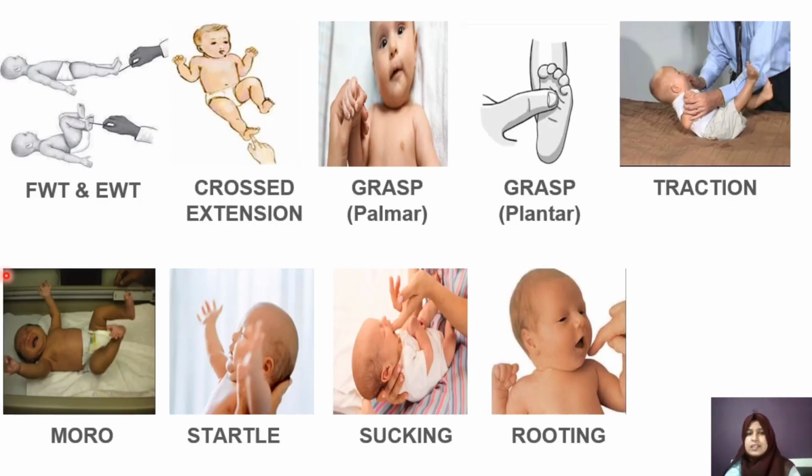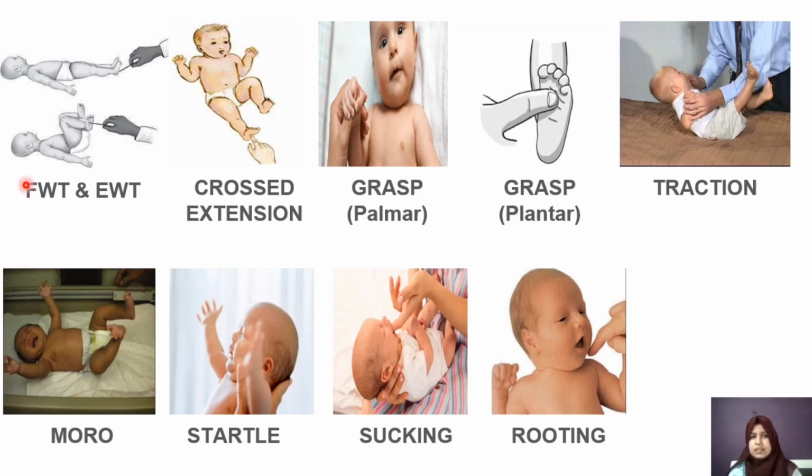Before proceeding to the assessment of the primitive reflexes, we should know about the onset and the integration of the primitive reflexes. Onset is the time when the primitive reflex appears, and the integration is the time when it disappears. The onset of the primitive reflexes is the same, at 28 weeks of gestation, when the baby is in the womb during the pregnancy. The integration period is different for all the primitive reflexes.